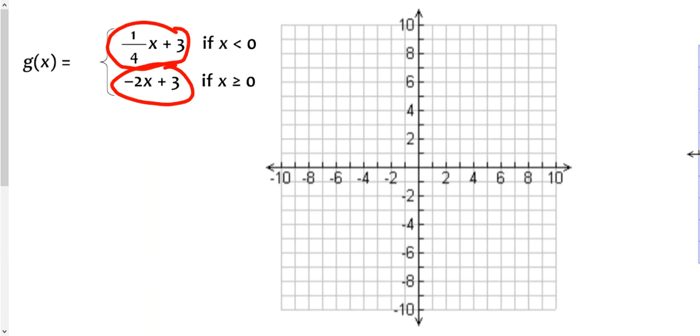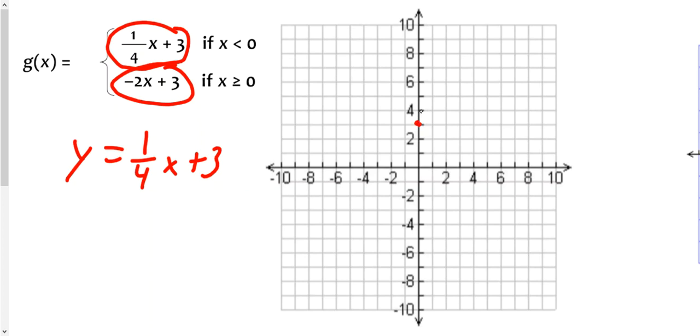So the 1/4 x plus 3 is only for when x is less than 0, so it's really just going to be on the left half of our graph, the left side of our graph. So if we think about how we would graph that, it's in slope-intercept form, right? If you want to think of that as just y equals 1/4 x plus 3. The y-intercept is 3. So it would be right there at 3, and then the slope of 1/4.